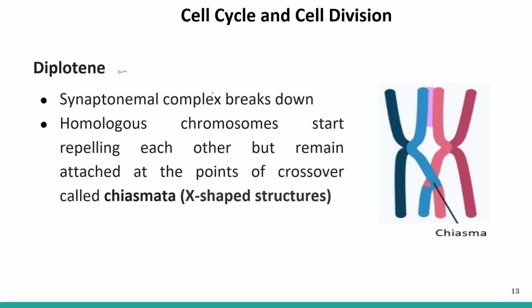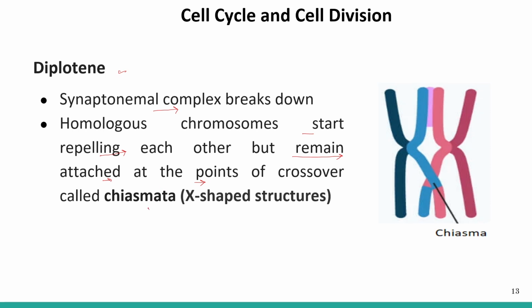In diplotene, what happens? Breakage of the synaptonemal complex takes place because now crossing over has taken place. So the synaptonemal complex is no more needed. So the synaptonemal complex breaks, and the homologous chromosomes start to repel each other. Initially they were coming together. Now after crossing over, they start repelling each other. But they remain attached at some points on the chromosome.